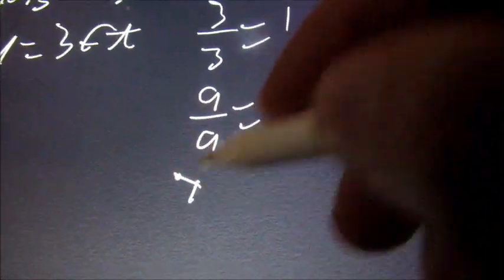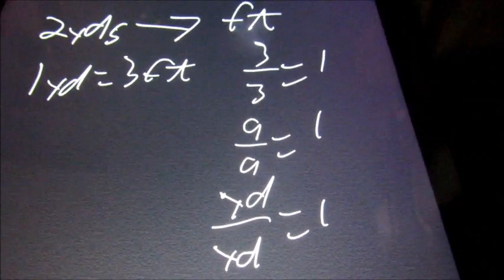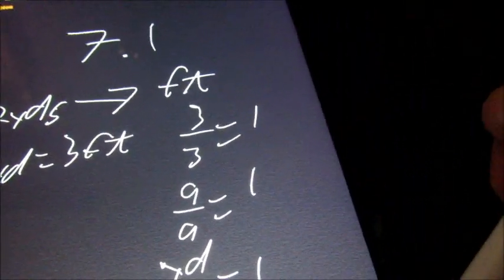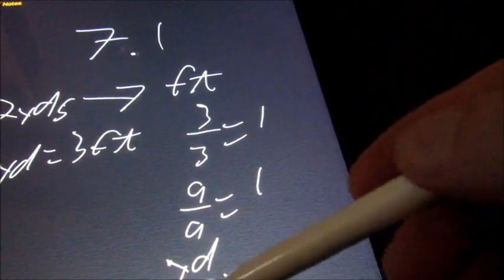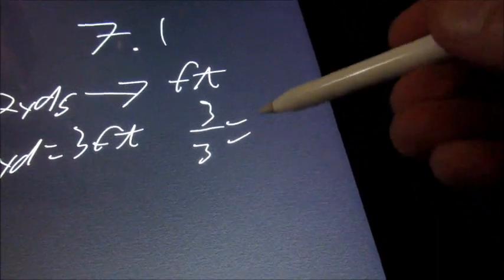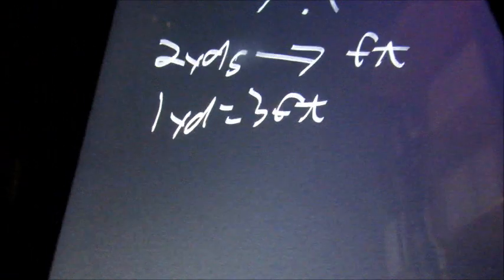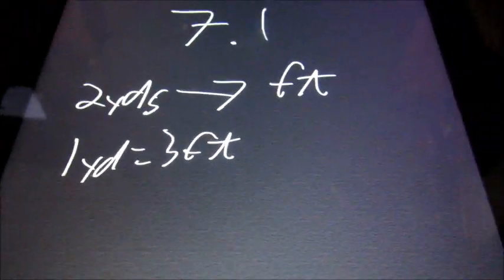In this case, yards divided by yards equals 1. So what we're going to do is cancel our units before we do any of our numbers, and we'll get the number that we want. Because what we're doing here is just multiplying by a factor of 1, like we did before, to change a fraction. Now we're just changing a unit.